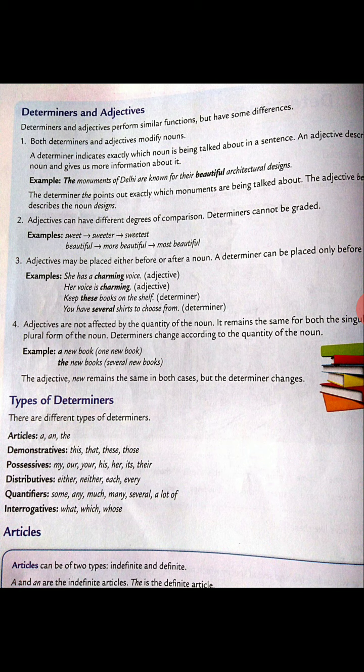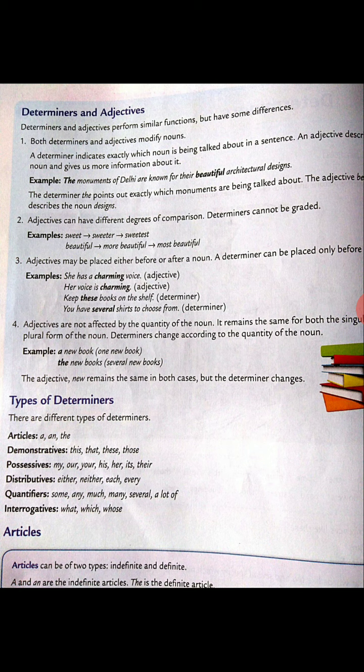So, adjectives may be placed either before or after a noun. A determiner can be placed only before a noun. There is a difference, children, a vast difference. Adjectives, we can place them either before or after a noun, but a determiner can be placed only before a noun. For example, you can look into your books. She has a charming voice. So, charming here is used as an adjective. And then, her voice is charming. Again, it is used as an adjective.